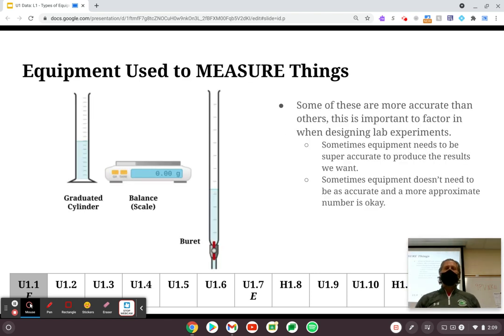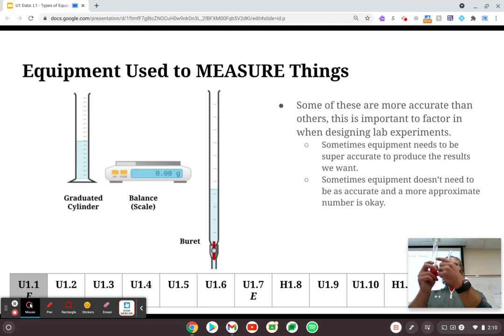All right. The equipment that we definitely use to measure things are, starting off, the graduated cylinder. And how I know the graduated cylinder is a much better measuring device than, say, the beaker is that this has more increments or marks on it. This has more increments or marks on it.